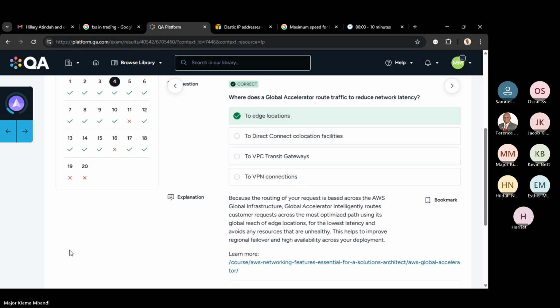So where does Global Accelerator route traffic to reduce network latency? And I realized that this second test was all about Route 53, CloudFront, Global Accelerator, and edge locations. Those are the things we're trying to test you on.